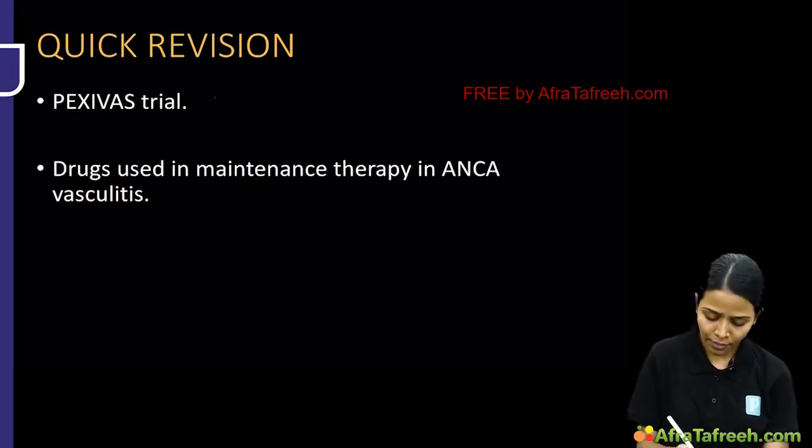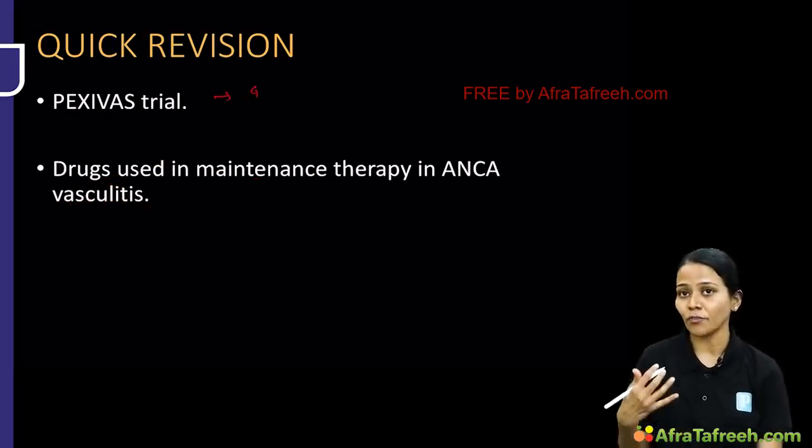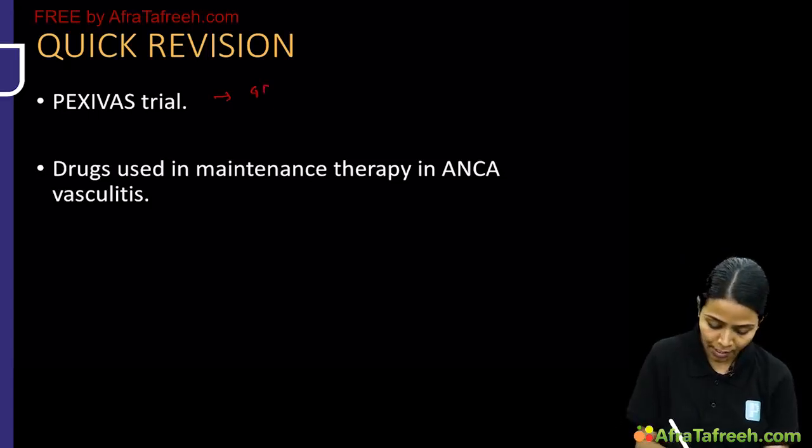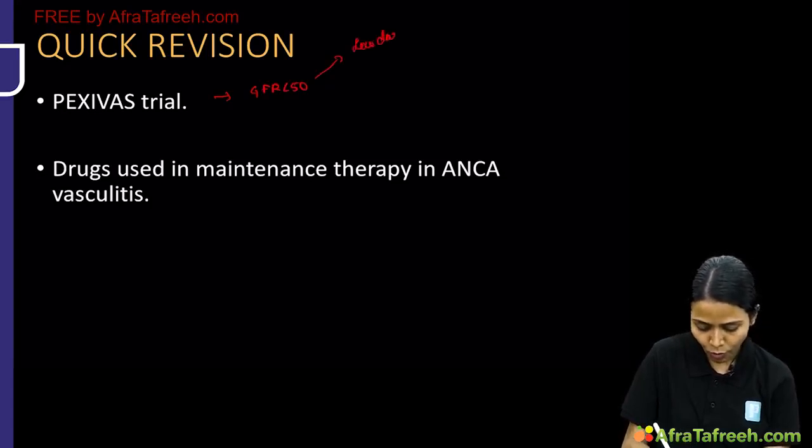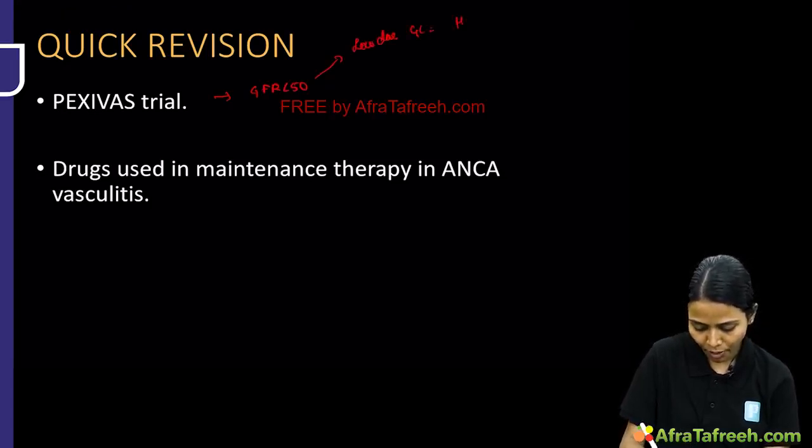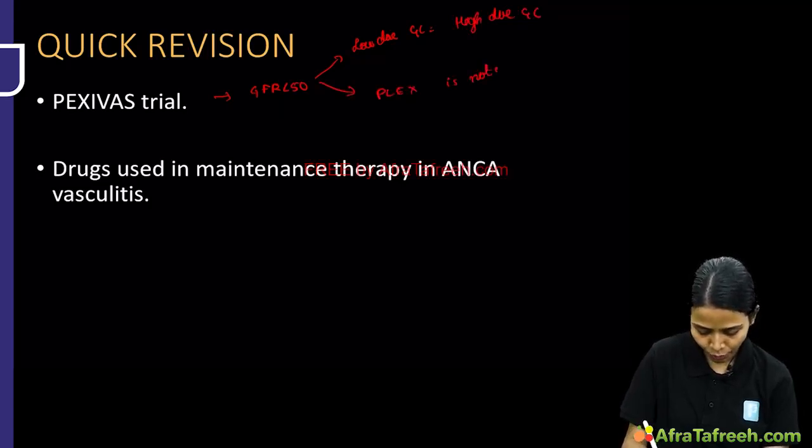Now the PEXIVAS trial proved 2 important things. It was basically to evaluate the effectiveness of plasmapheresis in vasculitis. When GFR is less than 50, low dose glucocorticoid is equal to high dose glucocorticoid, and plasmapheresis is not useful.